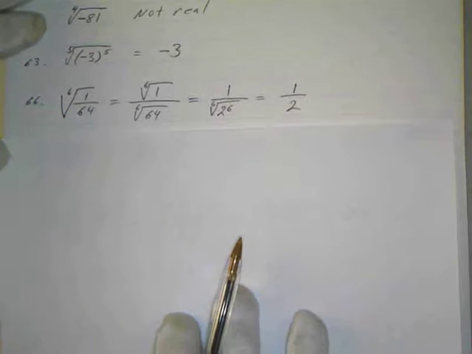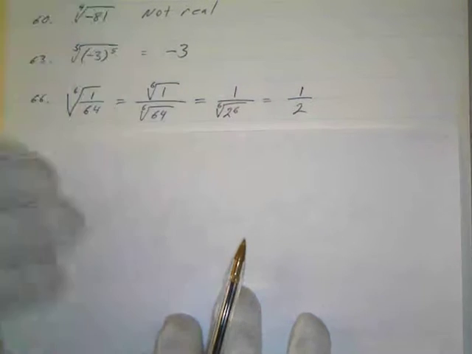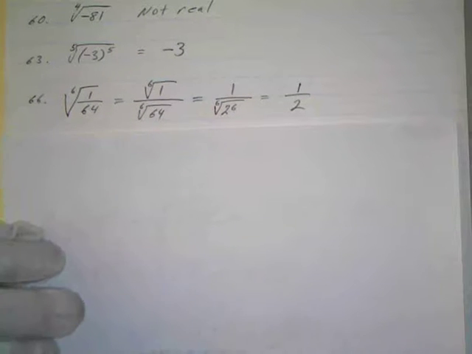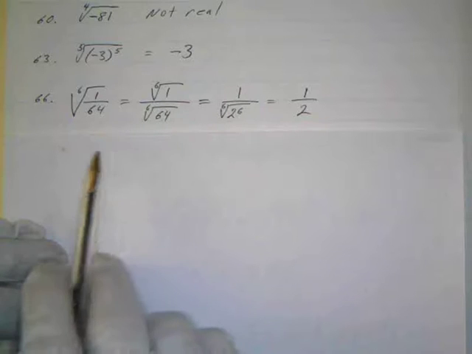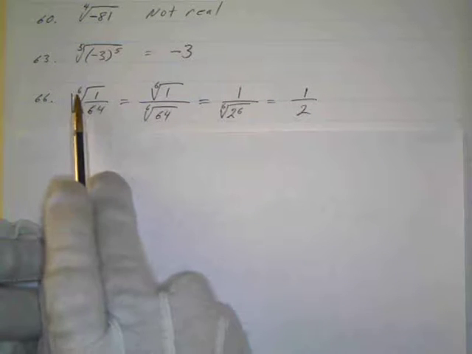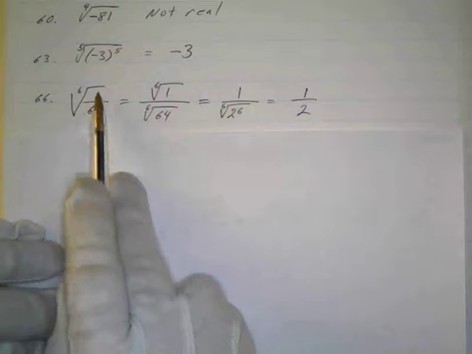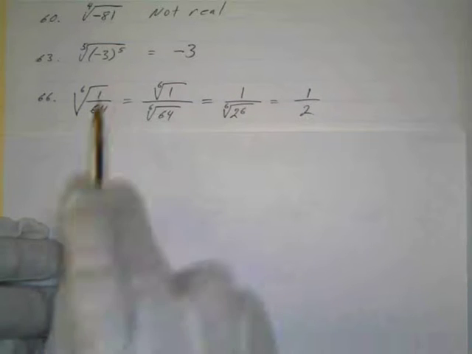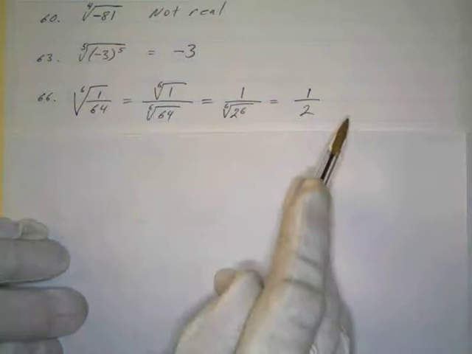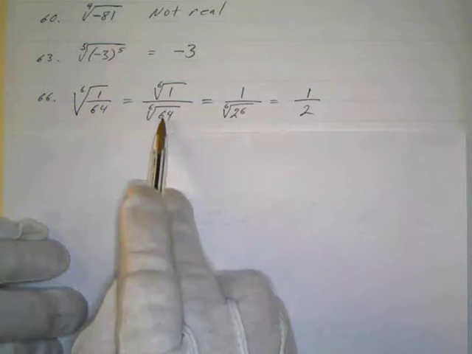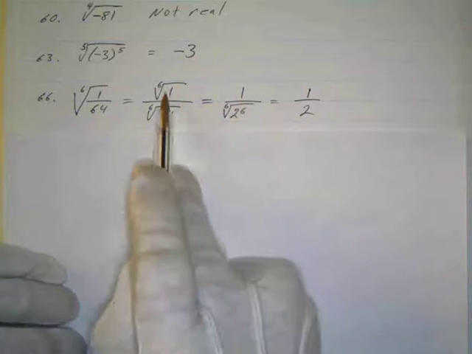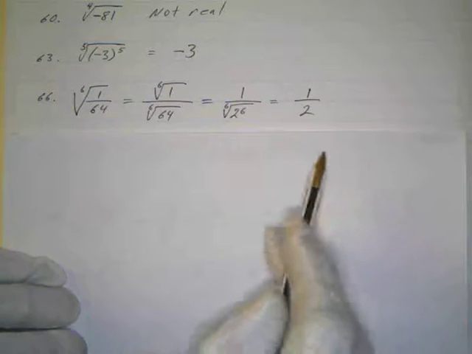Okay, number 66. Now we've got to do a little bit of work. But 57, 60, and 63 are based upon the rules and your intuitive understanding of that. So I've got the sixth root of 1 over 64. Remember, we don't want a fraction under the radical, so we break this up by using the sixth root of the quotient as the quotient of the sixth roots. Now, 64 is the same thing as 2 to the sixth. 2 times 2 is 4, times 2 is 8, times 2 is 16, times 2 is 32, times 2 is 64. So that's 2 to the sixth. And the sixth root of 1 is just 1. So that was easy enough to figure out.